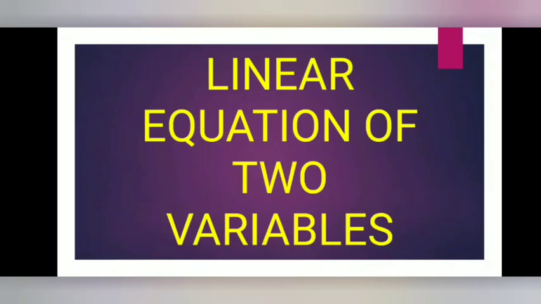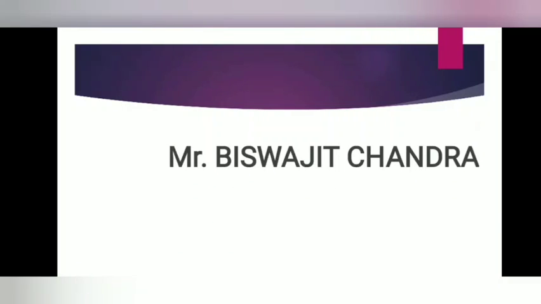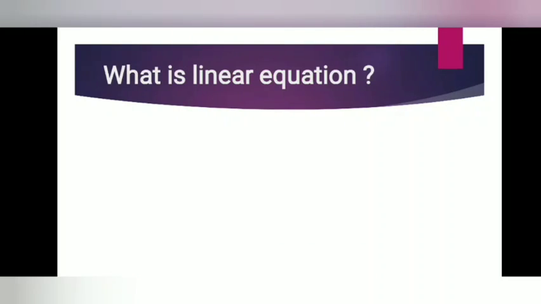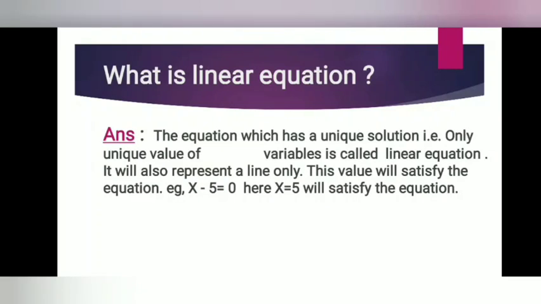The linear equation of two variables comes under unit 2 and chapter number 4. Now you have to learn what a linear equation is. It is an equation which has a unique solution. That means if you solve the problem, the variable will have only one value which satisfies the equation.